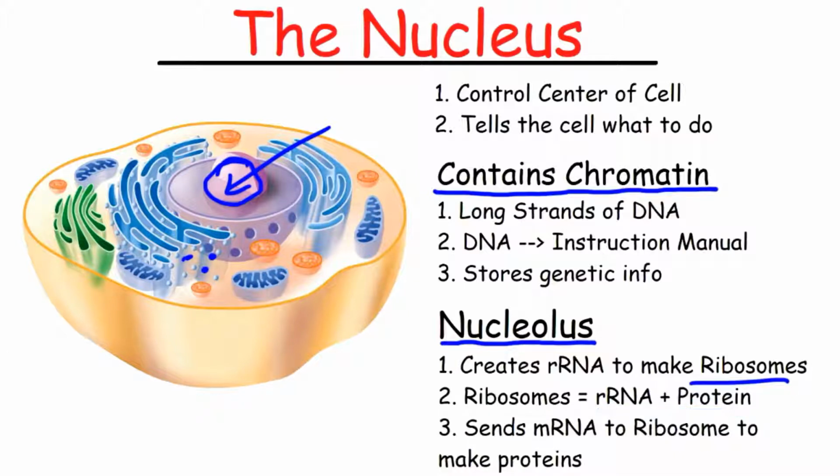Now, the way the nucleus makes proteins is that it sends mRNA, or messenger RNA, which carries the instructions to the ribosome to make the specific type of protein that's needed for the cell. Now, the nucleus is surrounded by a membrane known as the nuclear envelope. And on this membrane, you'll find these holes, which are known as nuclear pores, and they allow stuff to go into and out of the cell. So the messenger RNA comes out of the nucleus through those nuclear pores.